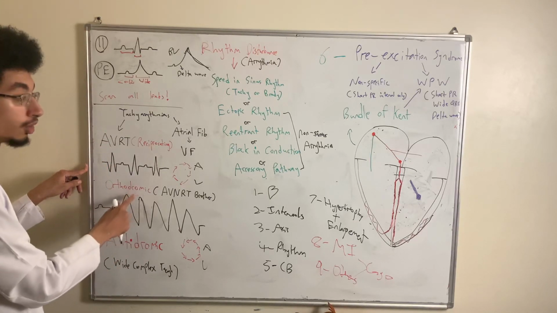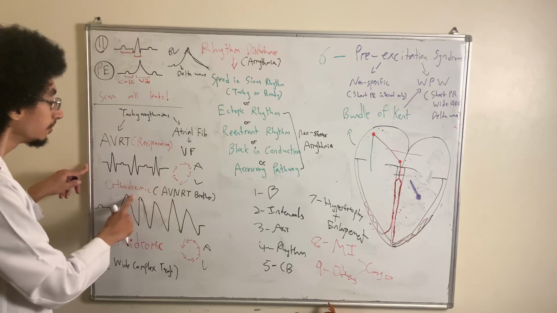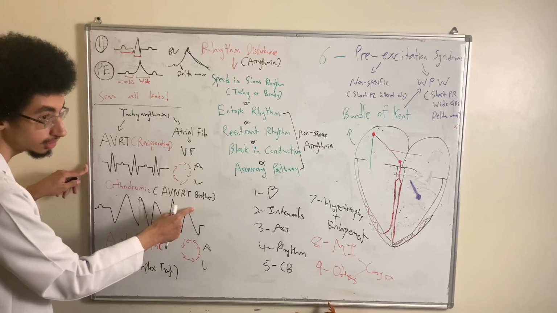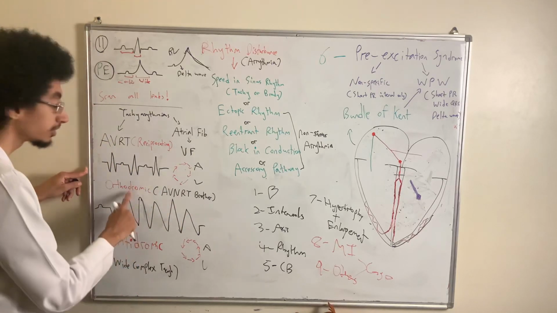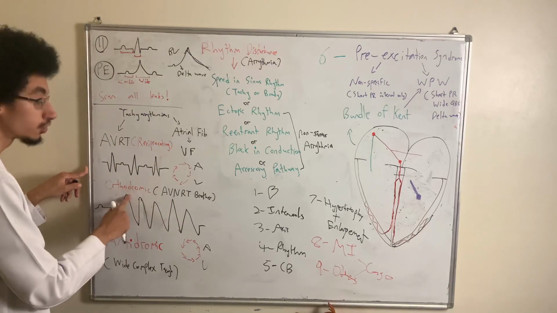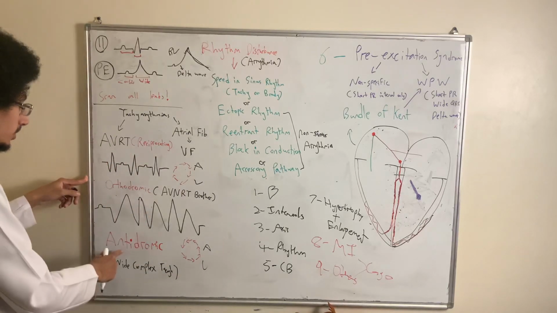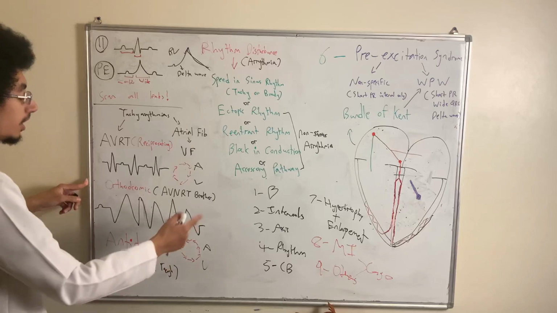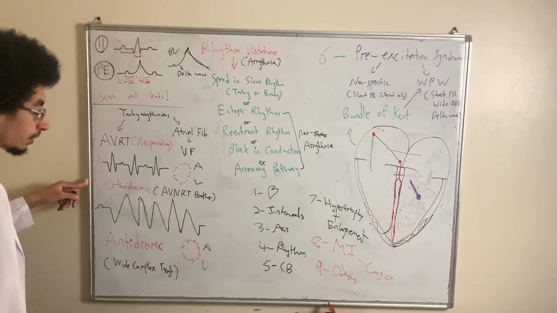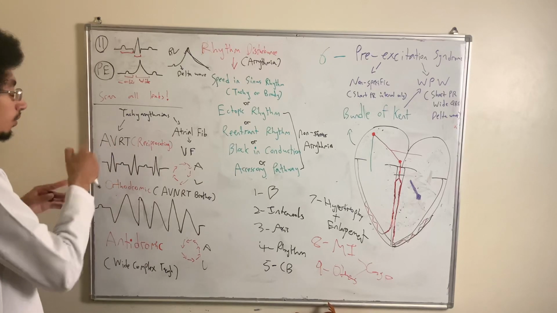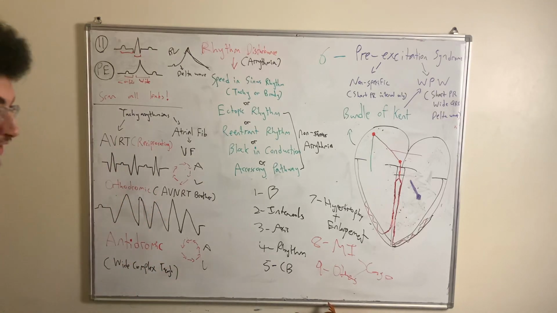We have orthodromic, which looks exactly the same as AVNRT in changes. It looks literally the same. Orthodromic AVRT. And we have another subtype. It's called antidromic, which is a wide complex tachycardia. Okay? So let's talk about both of these subtypes and what we mean by AVRT.